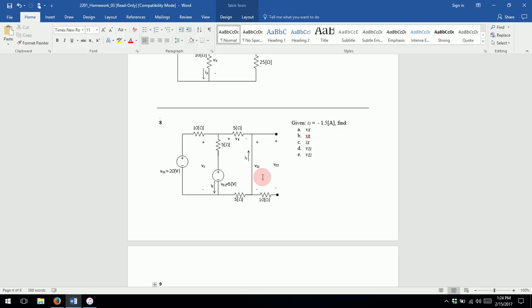Another way of saying that is, if you have your current and voltage labeled in active sign convention, then you can use Ohm's law with a minus sign. Any other questions?